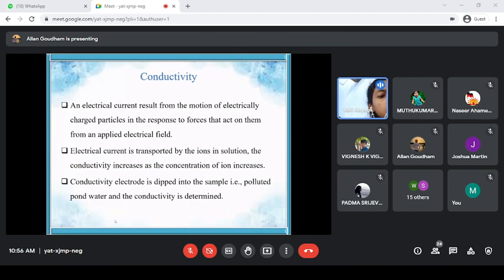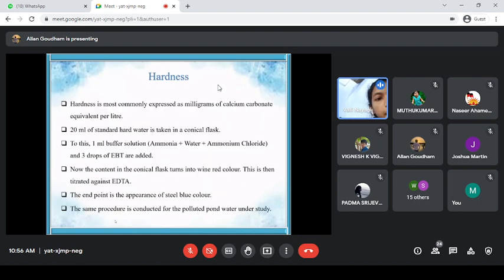Conductivity, and electrical current results from the motion of electrically charged particles in response to forces that act on them from the applied electrical field only. Conductivity electrode is dipped into the sample, for example polluted pond water, and the conductivity is determined.